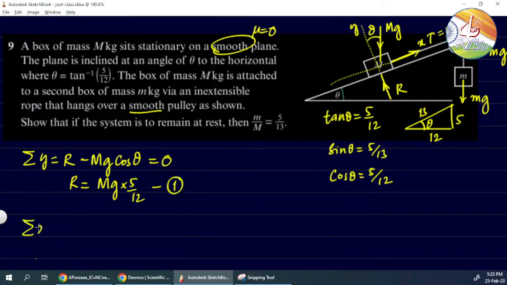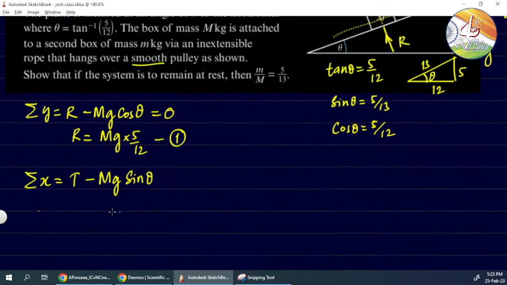Then let's take sigma x. So take all the x components. T is in the positive x direction, so positive T minus capital Mg into sine theta. R will not have any x component because it is in the y direction. So T will be equal to Mg sine theta.